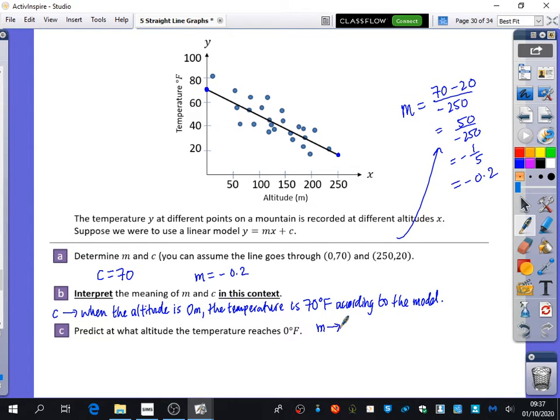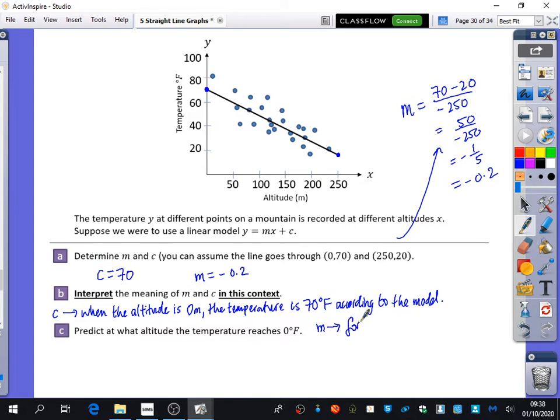And so what does the gradient actually mean in this context? I wonder if anybody can try and explain what that means. Andrew? For each meter you gain in altitude, the temperature would decrease by 0.2 Fahrenheit. Perfect. Couldn't say it better myself. For each meter that you increase in altitude, the temperature will decrease by 0.2 degrees Fahrenheit.